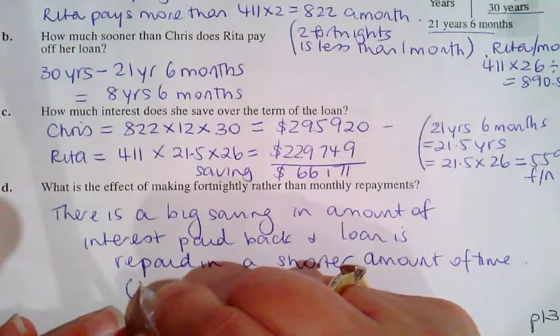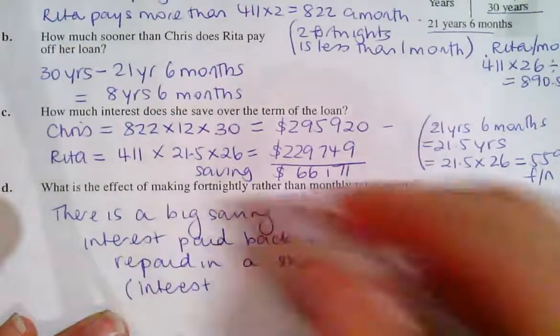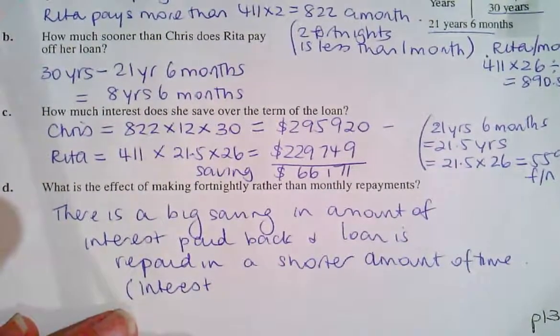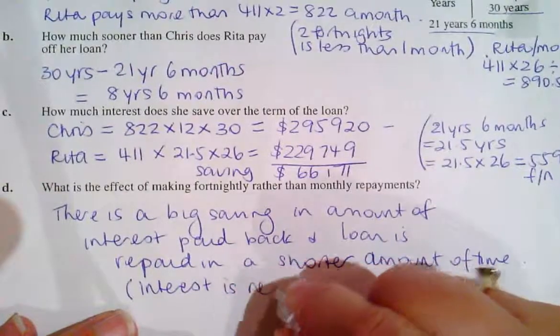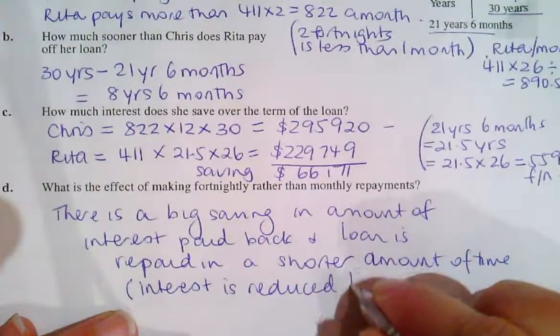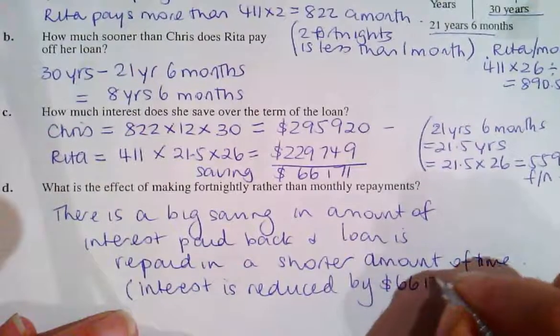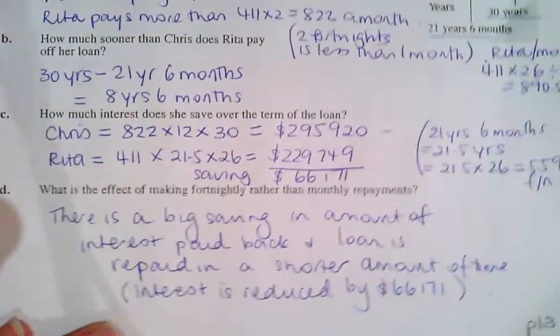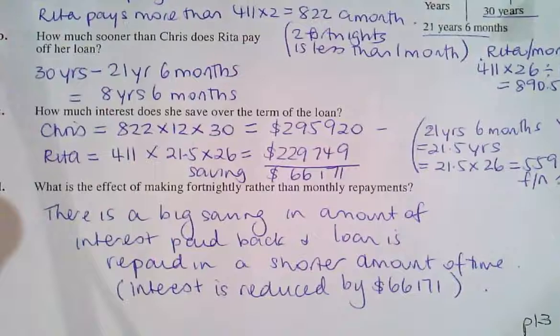You can just say the interest paid back is reduced rather than there is a big saving in the amount of interest paid, so the interest is reduced. Or by, in this case, $66,171, and it's repaid in 8.5 years less. Okay, that's the end of that booklet.